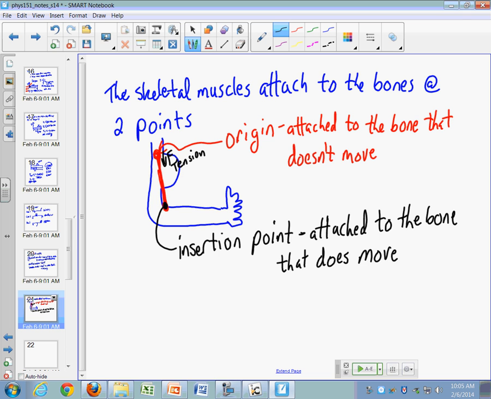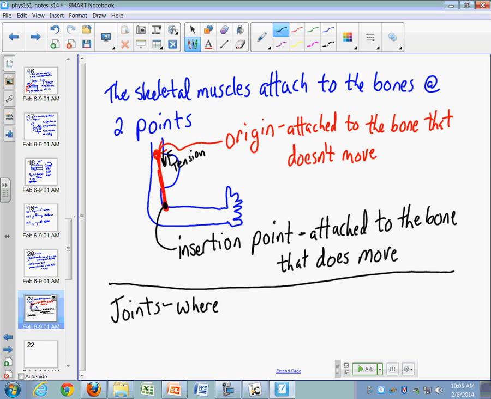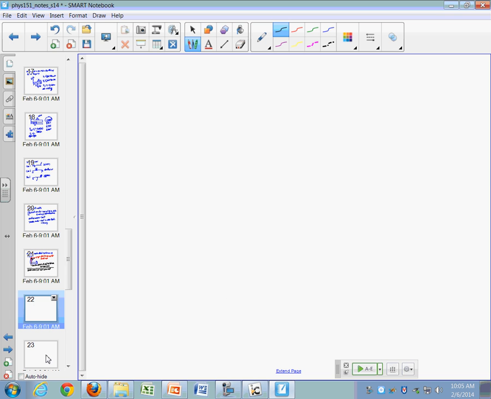All right. Now, joints are where 2 or more bones meet. And we're going to look at one type of joint, and then we'll wrap up. The synovial joint. I'm sorry, is it okay if I go down? Y'all good? Okay, the synovial joint.